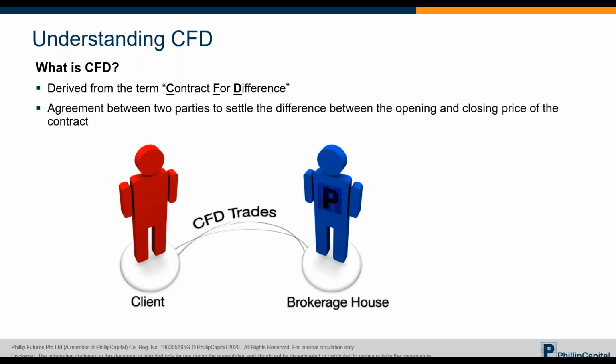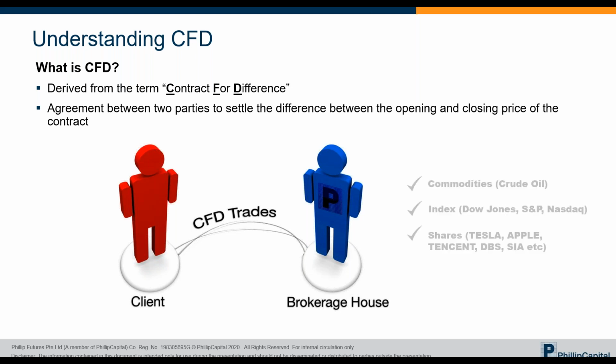Okay, so what is CFD? CFD is derived from the term contract for difference, and it's an agreement between two parties to settle the difference between the opening and closing price of a contract. So what this means is that CFD allows you to trade on the price movement on underlying assets such as an index or stock. So if you think that the price of the underlying asset is going up, you can buy the CFD contract and benefit from that rise. Or if you think that the price is going down or you're bearish on the particular underlying product, you can sell a CFD contract and profit from that fall.